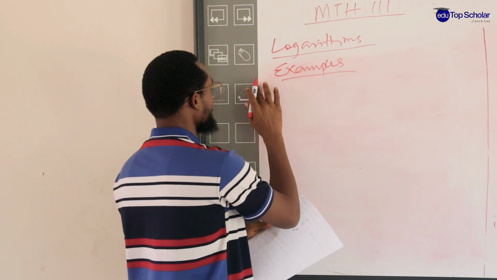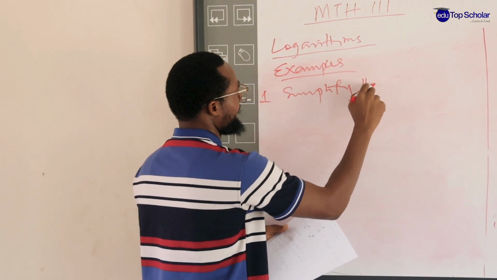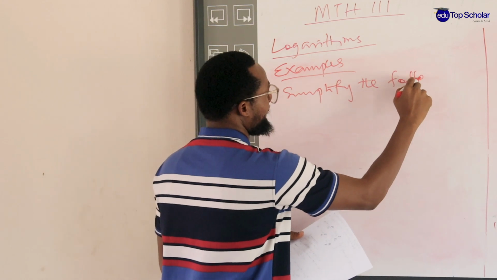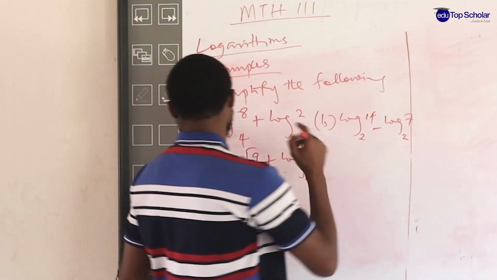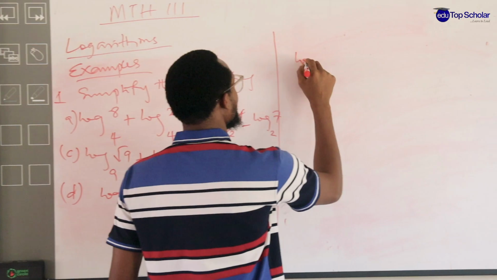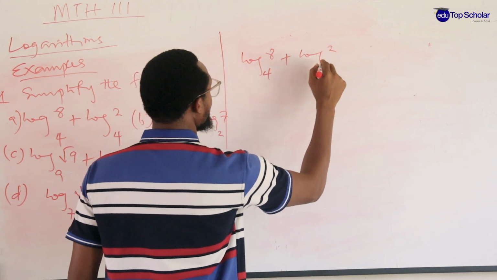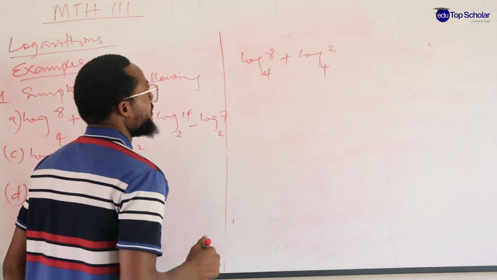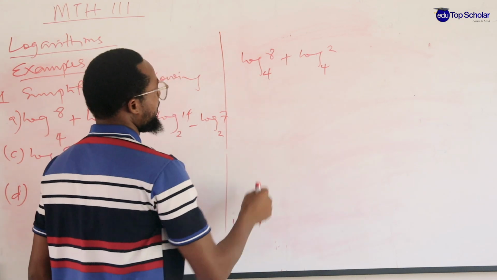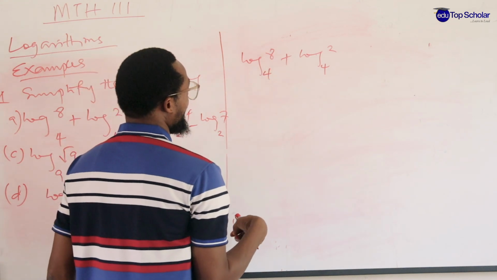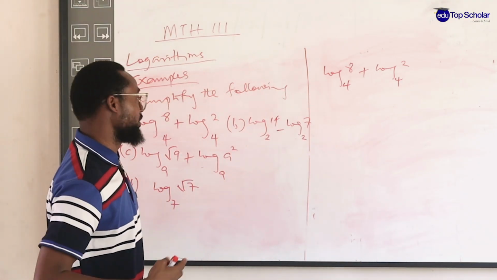Examples. 1. Simplify the following. Let's look at this. The first one here is log 8 base 4 plus log 2 base 4. Because we have 4 as their common base, we can perform operations. This 8 here, we can reduce it and see how we can factor the 2 together.